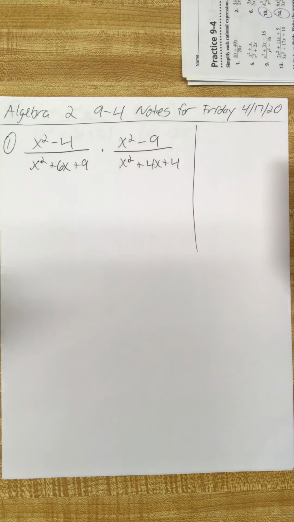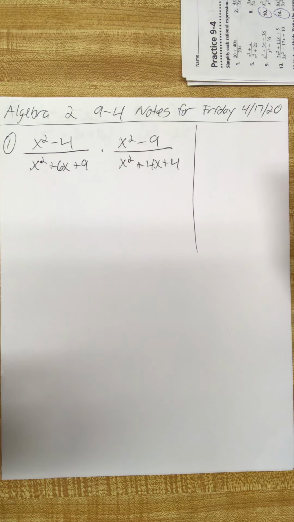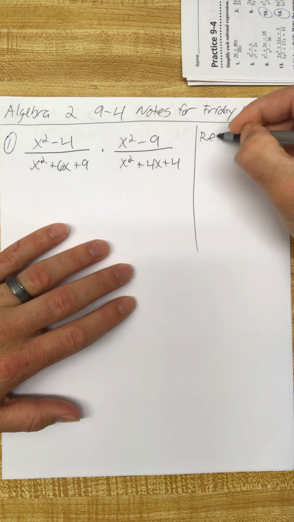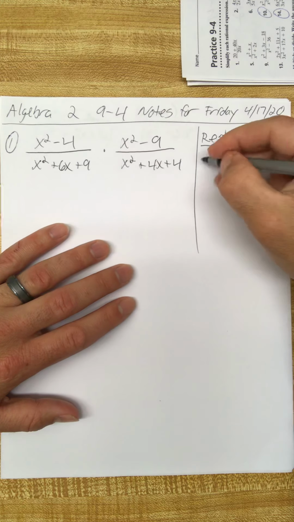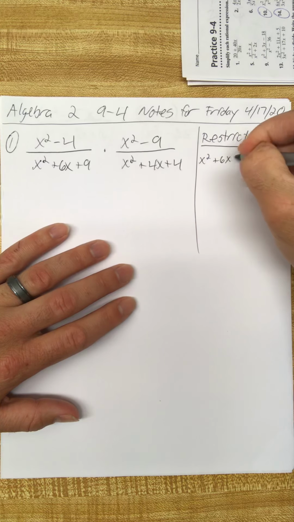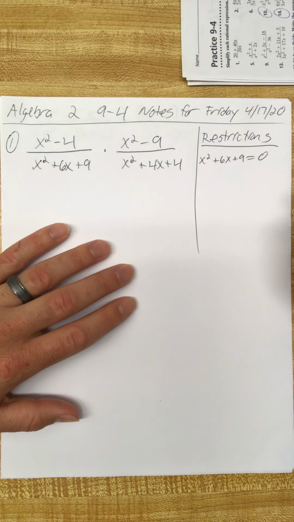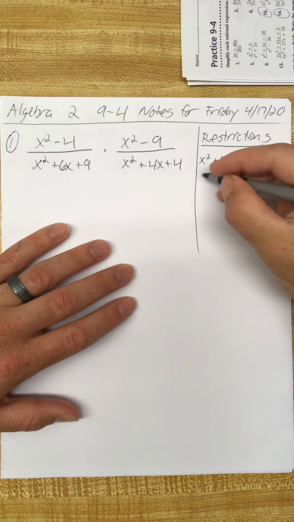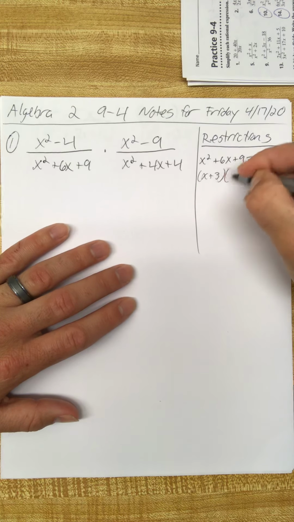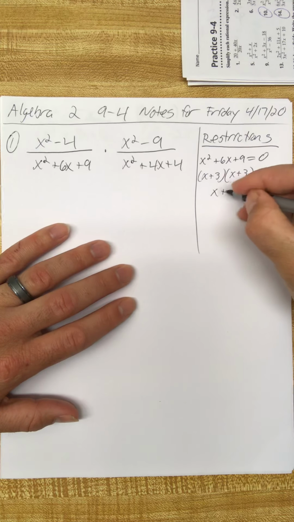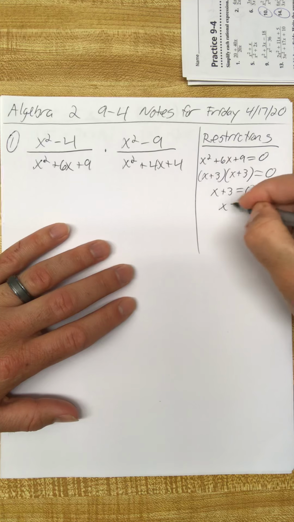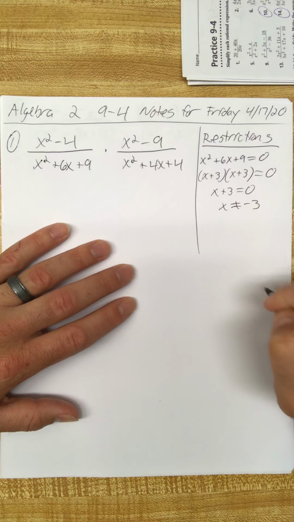So again, the big thing we've been talking about all week is first, state the restrictions, okay? And you have to use the original denominators. So the first thing I'm going to do here is figure out these restrictions. We have x squared plus 6x plus 9 equals 0. This is a perfect square trinomial, so we can factor it into x plus 3 times x plus 3 equals 0. You only need to do this once: x plus 3 equals 0, so x cannot equal negative 3.